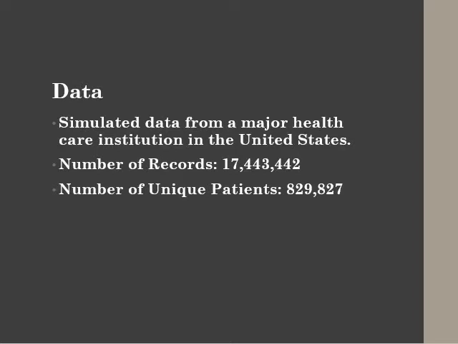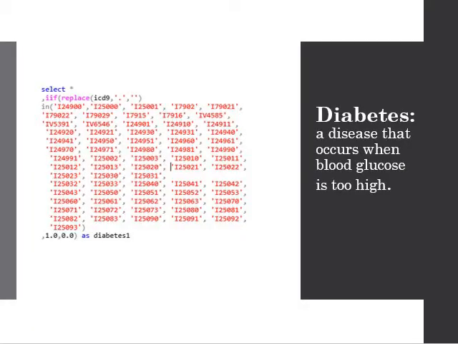The data used for this model is simulated data from a major healthcare institution in the United States. There are 17,443,442 unique records in the database and 829,827 unique patients. Clinically, diabetes is a disease that occurs when blood glucose levels are too high. High glucose levels can be a result of many factors.